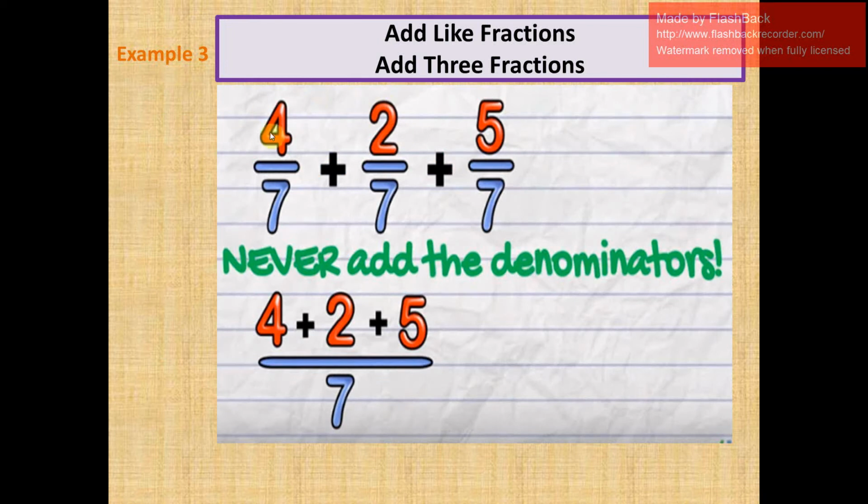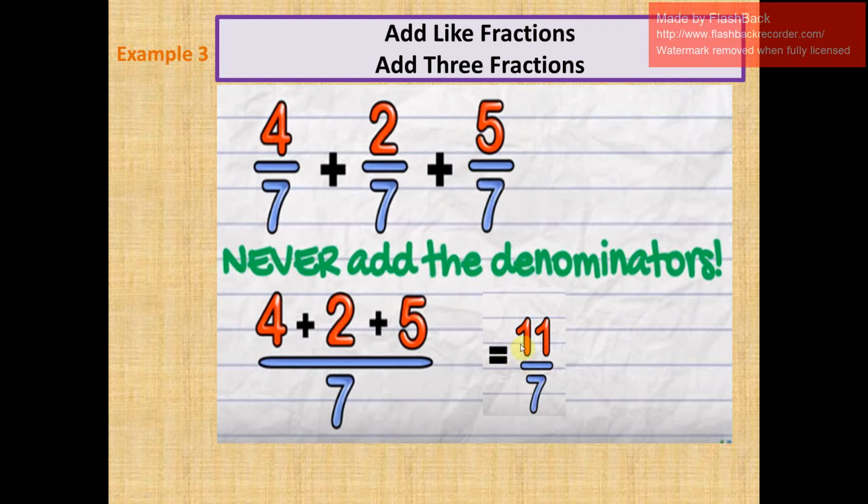Example number 3. Let us discuss how to add 3 fractions with the same denominator. The steps are the same. Never add the denominators. Just keep one. You will add the top numbers, you will add the numerators. 4 plus 2 plus 5. 4 plus 2 is 6, plus 5 is 11. So the answer is 11 over 7.